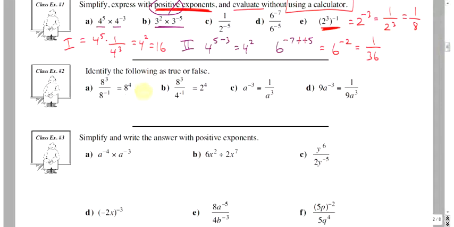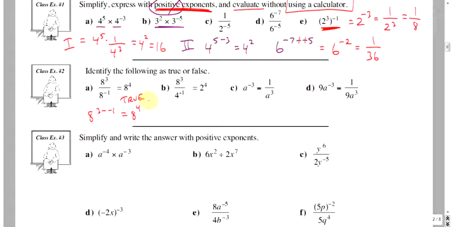Well, this is different. They're solving it, and they're saying, is this right or is this wrong? Is this true or false? Dividing with the same base, what do you do with your exponents? Subtract them. What's 3 take away negative 1? You add them, that's 8 to the 4th power. That is true.